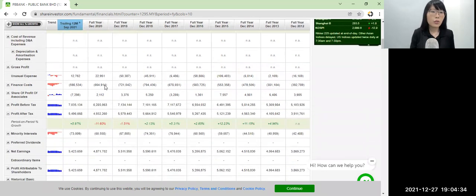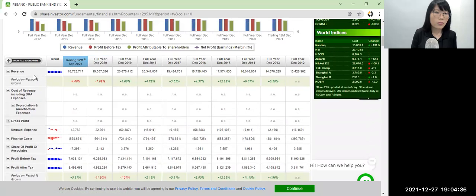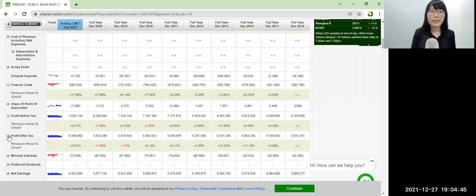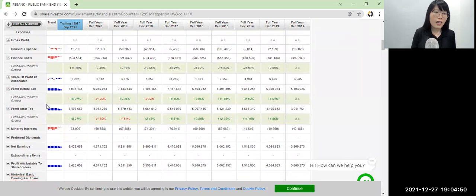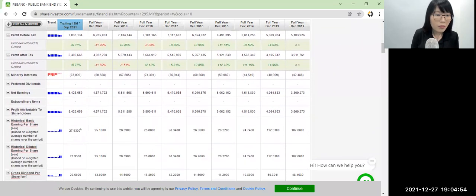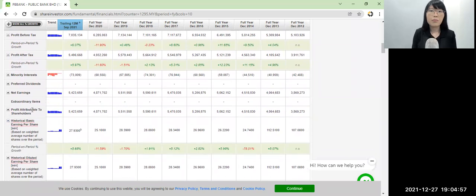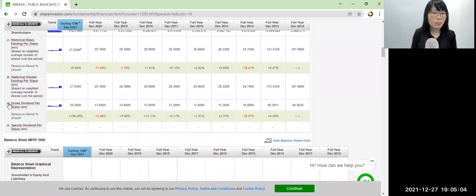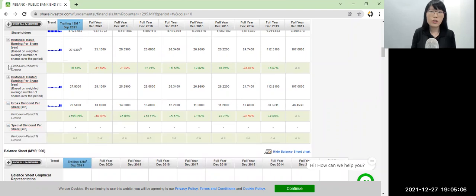Okay, then you can go to the finance cost. Here, finance cost. Okay, profit before tax, profit after tax, and so on. You can also find the historical earnings per share from here. Besides, you also can see what is the gross dividend per share, special dividend per share, and so on.